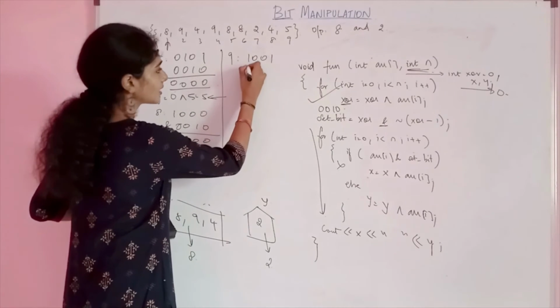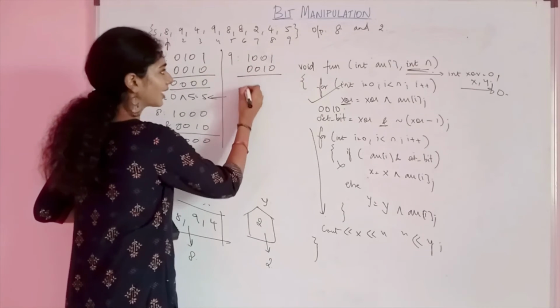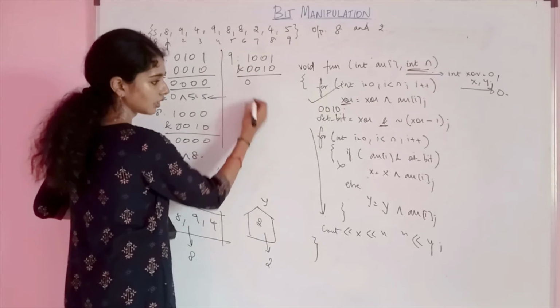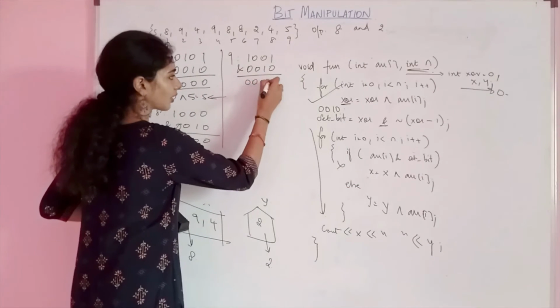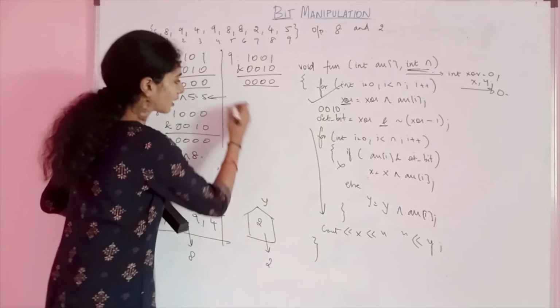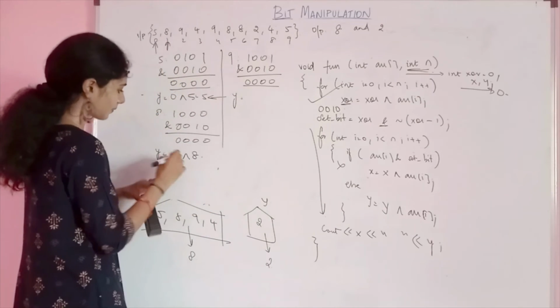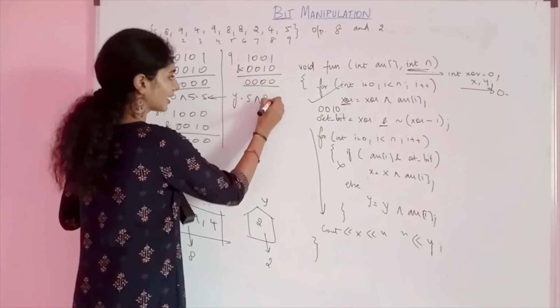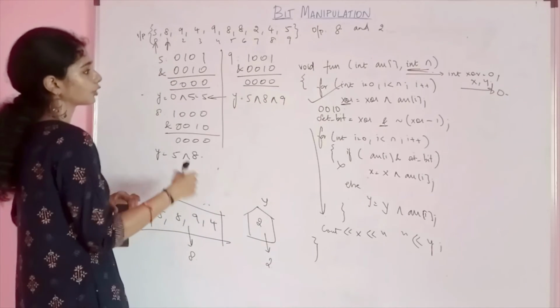Okay. Set bit is 0, 0, 1, 0. So again, what do you get? On doing the AND operation, you get 0 again. So if condition is false, you go to the else part. So y is equal to what? 5 XOR 8 XOR 9. And then you proceed again.